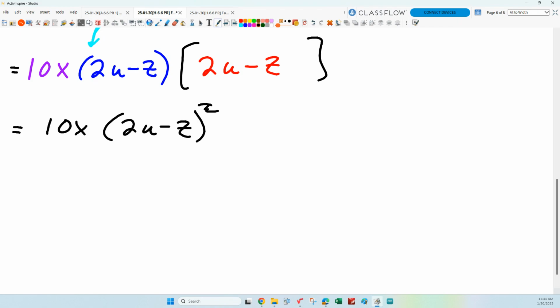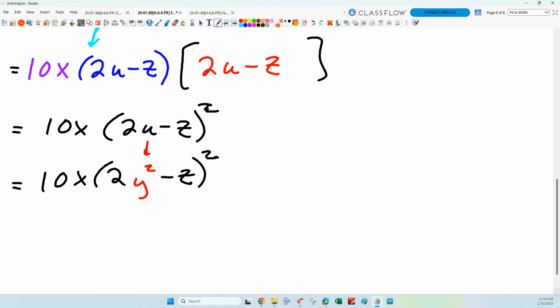Perfect. Are we done? What do I have to do? Reverse the substitution. U just equaled, what was it, y squared? Y squared. Okay, so then we end up with 10x times 2y squared minus z quantity squared. And we got it.